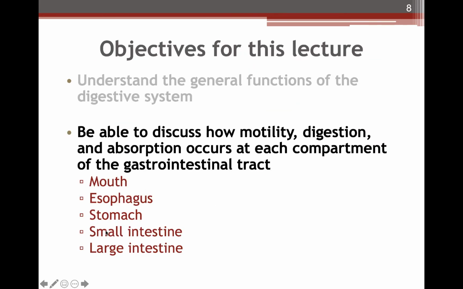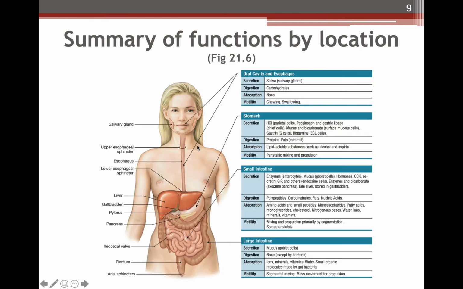All right, so let's get into the real meat and potatoes, pun intended, of this lecture, where we're going to follow the food from the mouth all the way through the large intestine. Check my time here. Yeah, I'm doing good on time. All right, so this is a summary overview figure, 21.6.